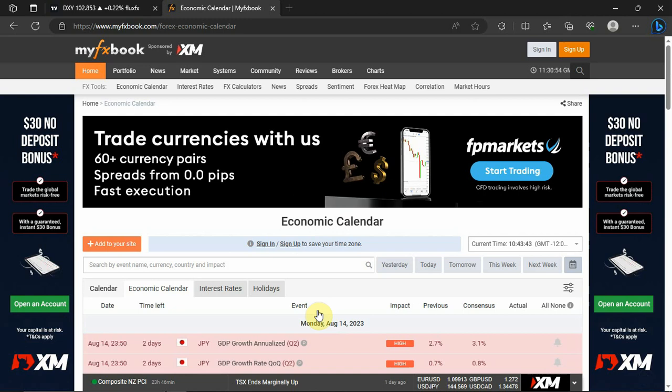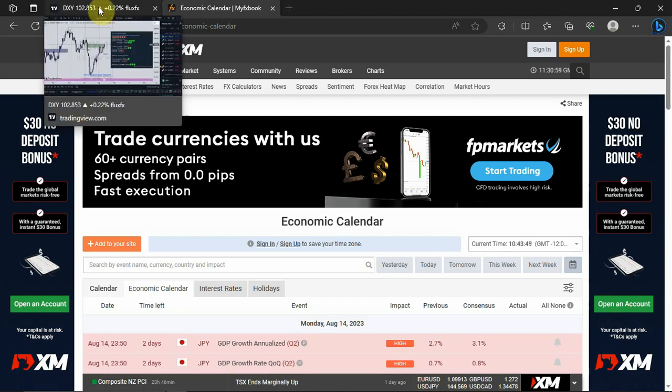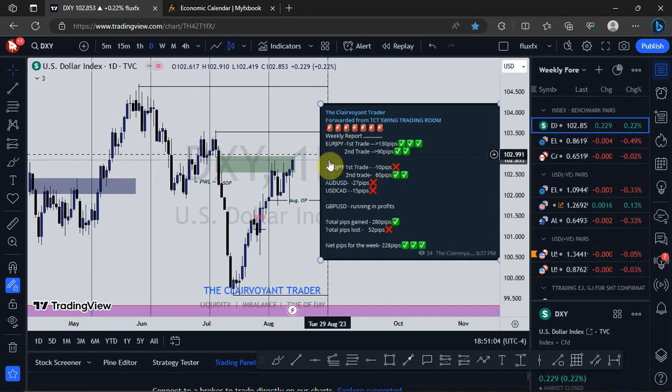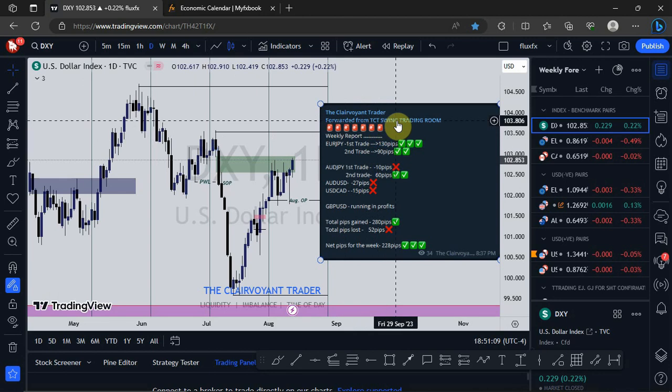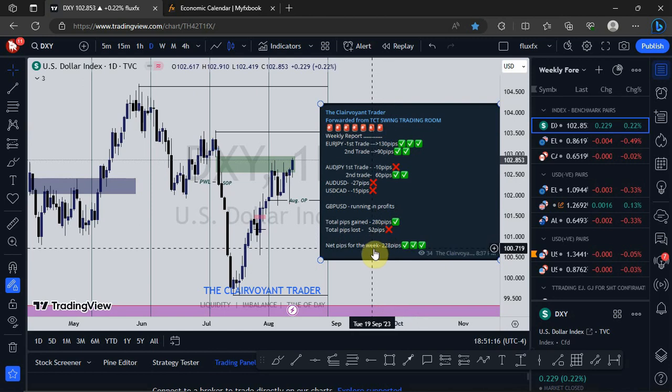Let's delve into the chart and see what is happening. But before we start, I'll show you the result we had last week. So this is the result we had last week. This is a weekly report from my swing trading room, the Clairvoyant Trader swing trading room. Actually, this is my first time of showing you our weekly report, and it's going to continue. I'll bring you weekly reports from the swing trading room every week so that you see how we are performing, so that if you are missing out, you know what you are missing.